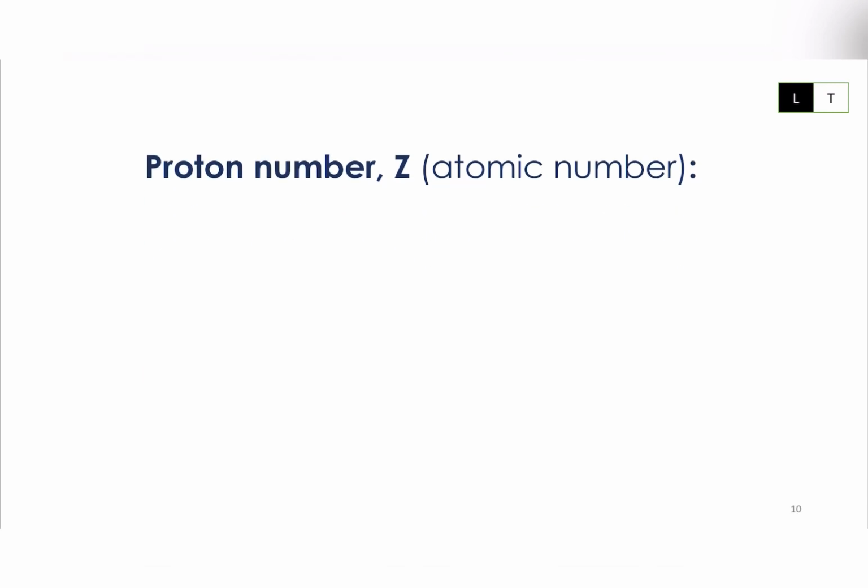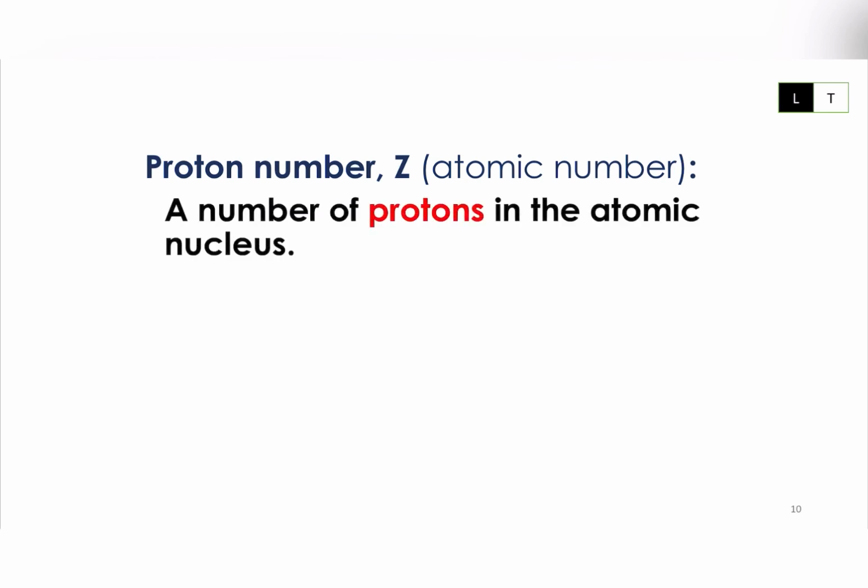Now you've learned about subatomic particles. We are going to focus on the proton number. The proton number has the symbol Z. We can also call it the atomic number. Proton number is the number of protons in the atomic nucleus. As we know, it is positioned in the middle of an atom.